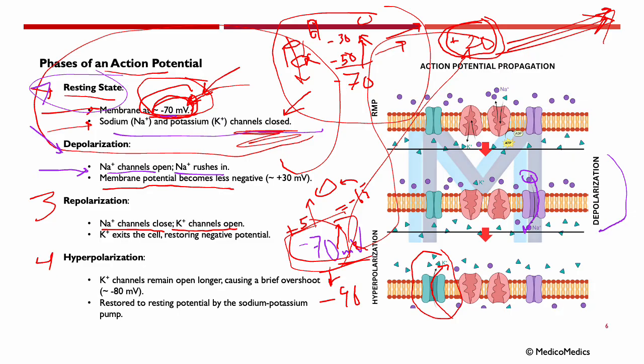We also have hyperpolarization, where potassium channels remain open a bit longer, causing a brief overshoot. So we get a bit more negativity, minus 80. And so during this, we restore the resting potential through the sodium-potassium pump, mainly.